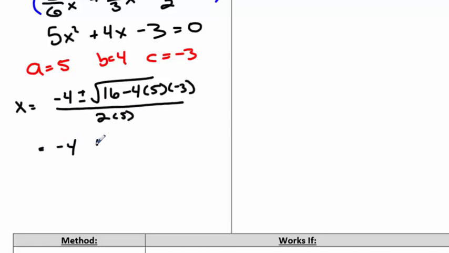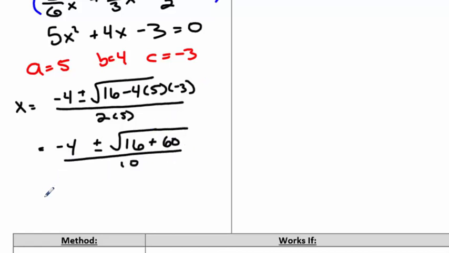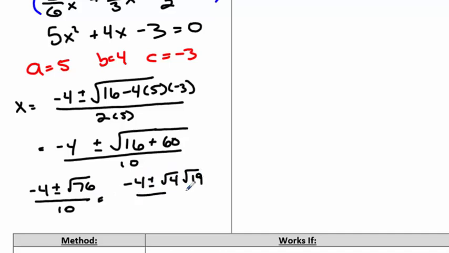So that's negative 4 plus or minus the square root of 16 plus 60 over 10. And 16 plus 60 is 76. So I'm going to have negative 4 plus or minus the square root of 76 over 10. 76 can be divided by 4, which is a perfect square. So we're going to simplify this to negative 4 plus or minus the square root of 4 times the square root of 19 over 10. So I have negative 4 plus or minus 2 square root of 19 over 10.